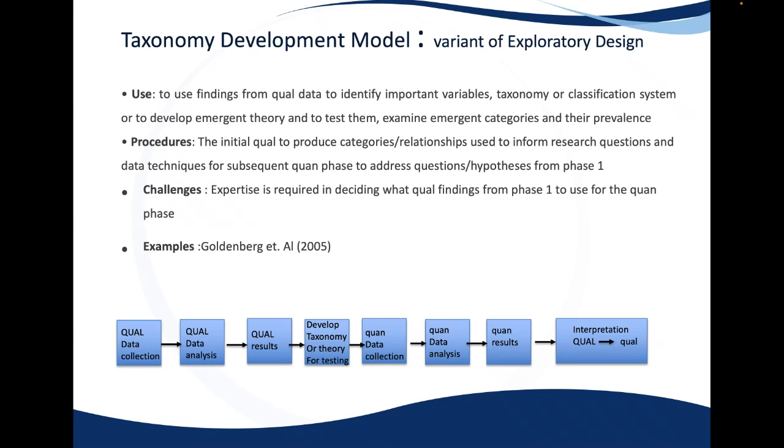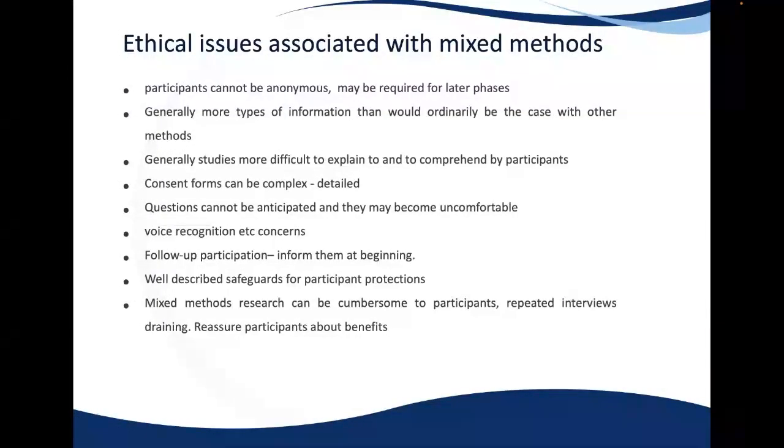So you used your qualitative data to develop a taxonomy. You took the components of the taxonomy and you collected data that's related to each of the categories and components. You analyzed it, you interpreted it, and that is the taxonomy development model of this variant.